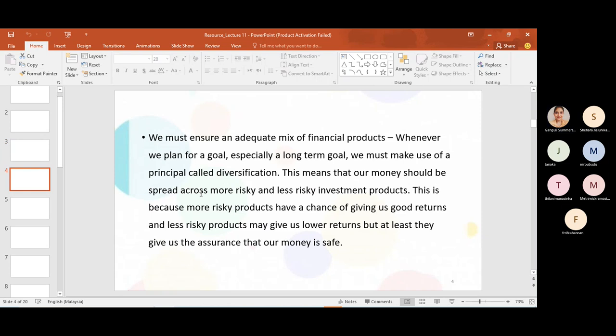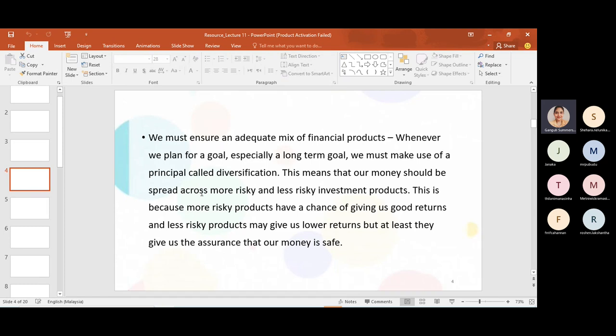Okay, so when you plan for a goal, especially when you plan for long-term goals, you should follow a principle called diversification. Okay, so diversification means diversity, right? So here, diversity means you need to invest your money in different types of projects. For example, you need to invest your money in more risky projects and in less risky projects as well.